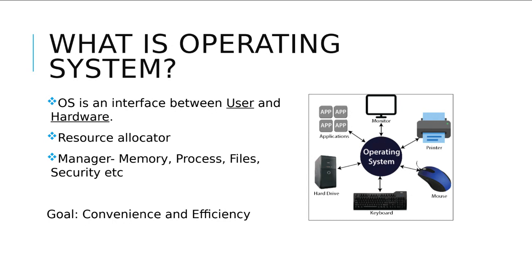Very good. So now the next line is resource allocator. So the first line is over: an operating system is an interface between user and hardware. It is well understood. Okay.